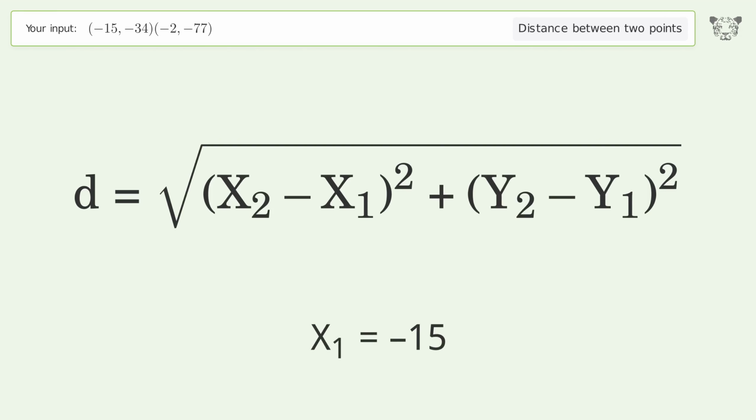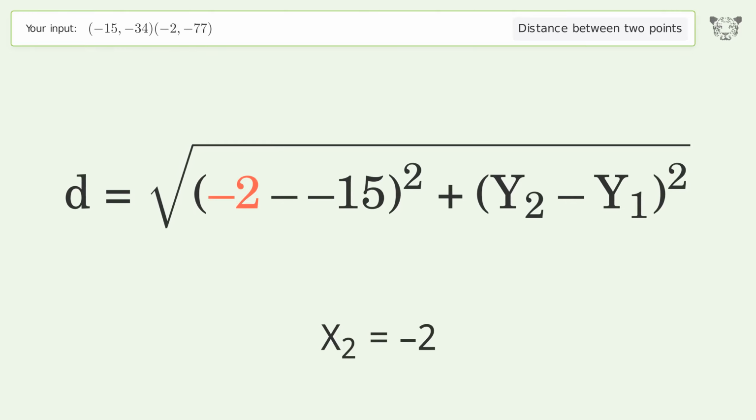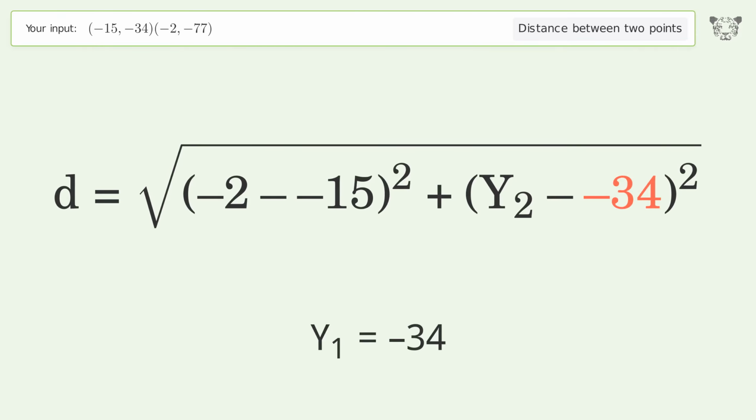x1 equals -15. x2 equals -2. y1 equals -34. y2 equals -77.